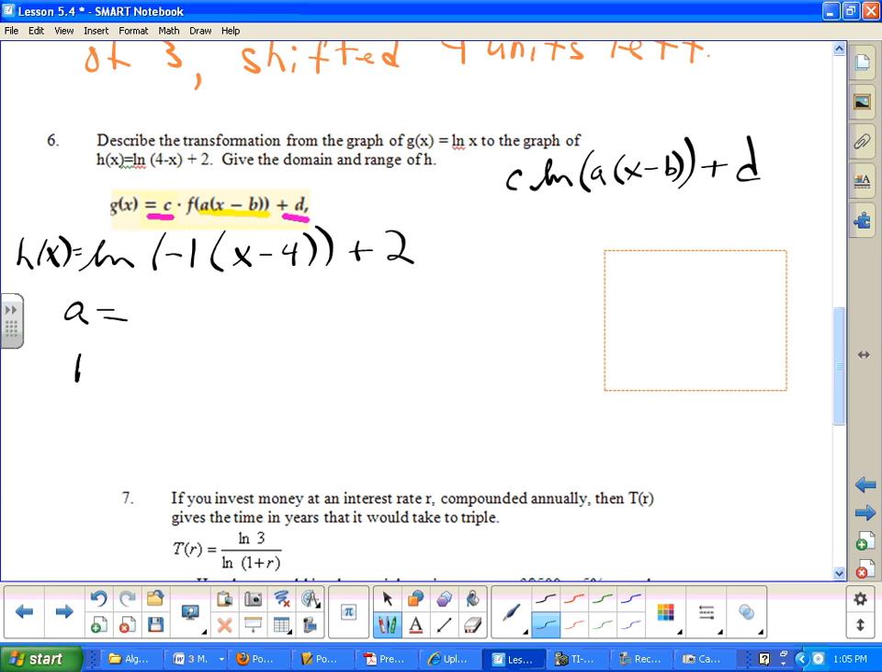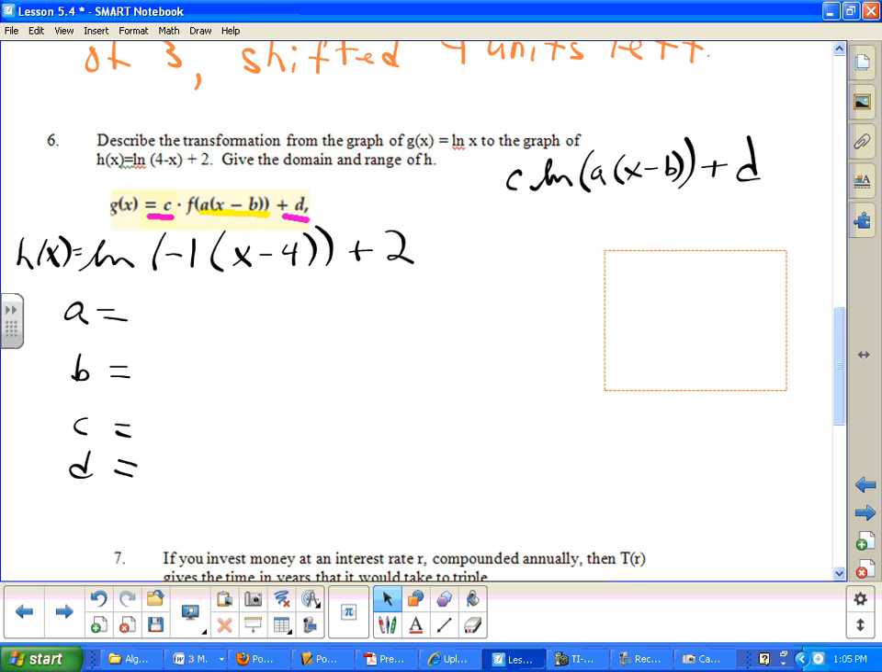So if we identify A, B, C, and D to write the transformation, to tell what the transformation is, what's the value of A in this case then? Negative 1. Okay. B is positive 4. C is, if there's no number in front of it, it's 1, right? Okay. And D is 2.